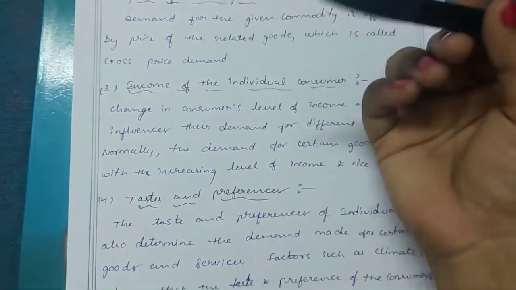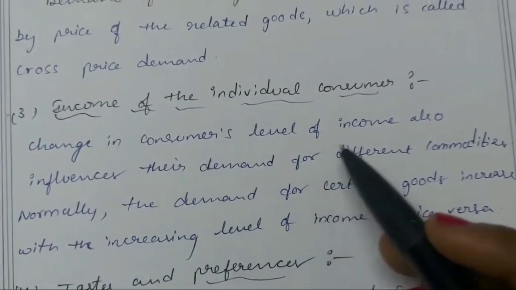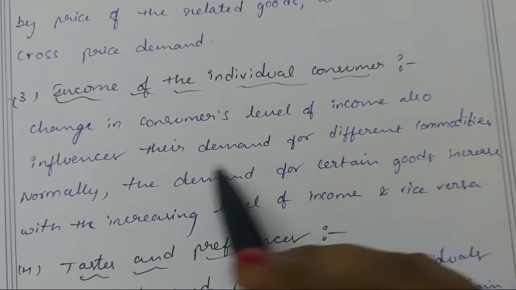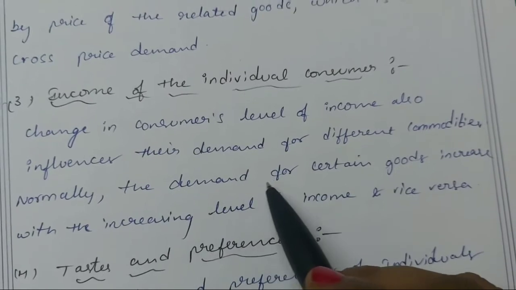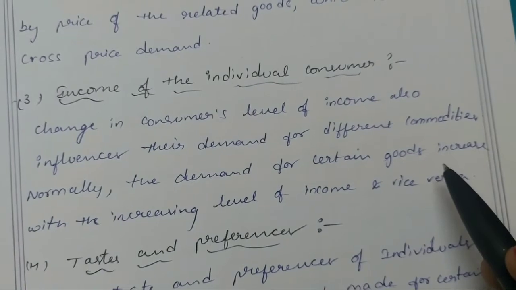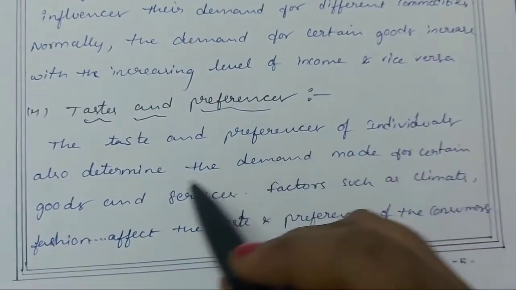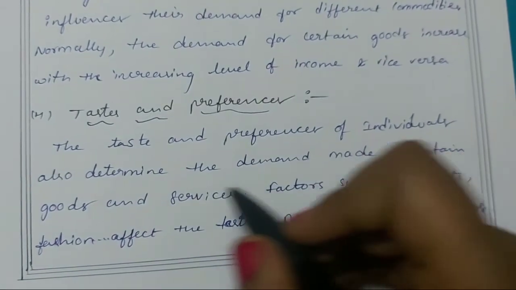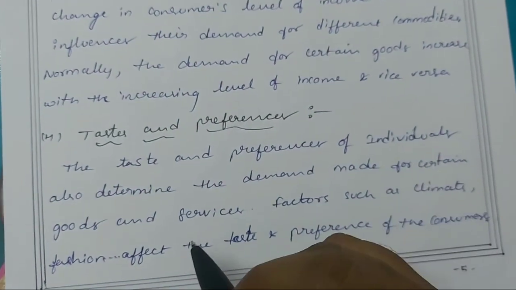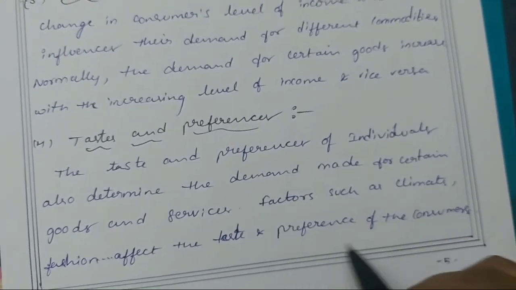Number 3. Income of the individual consumer. Change in consumers' level of income also influences their demand for different commodities. Normally, the demand for certain goods increases with the increasing level of income and vice versa. Number 4. Taste and preferences. The taste and preferences of individuals also determine the demand made for certain goods and services. Factors such as climate and fashion affect the taste and preference of the consumers.